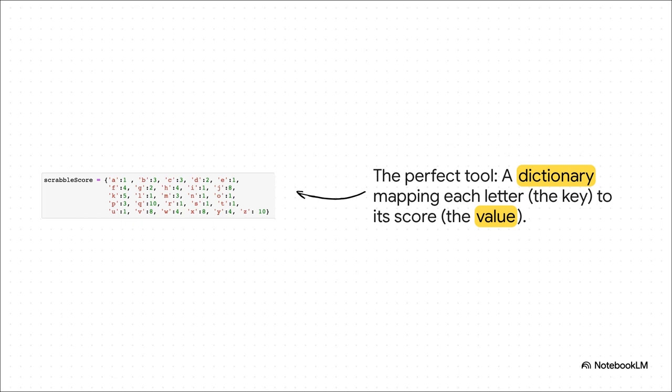As you can see right here, each letter, like A, B, or Q, acts as a key, and it's paired directly with its point value, which we call, you guessed it, the value. So A points to 1, B points to 3, and so on. This direct link is really the whole idea behind a dictionary.